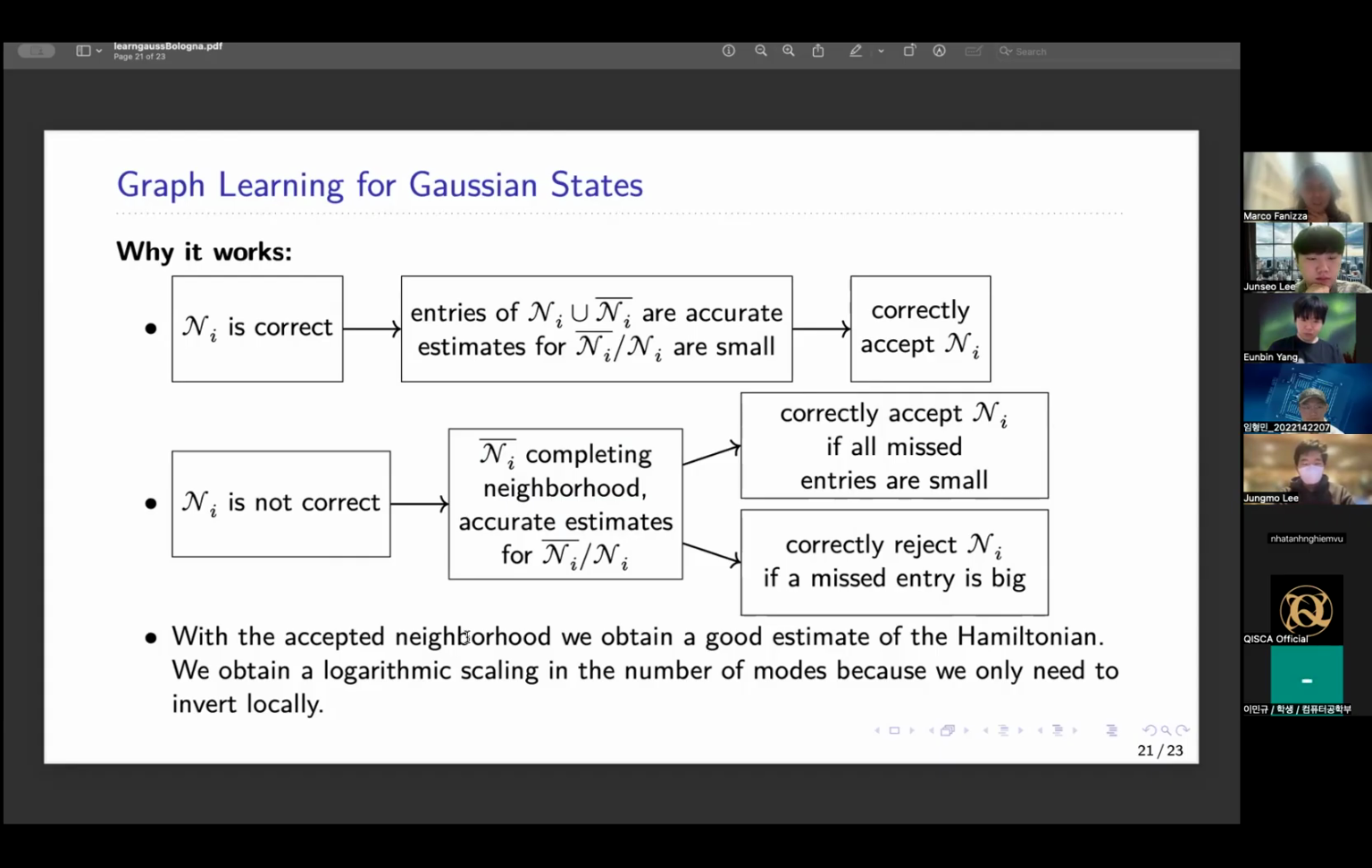And so with the accepted neighborhood, we obtain a good estimate of the Hamiltonian, and this also allows us to find a good graph to select the correct edges. And this with a logarithmic scaling in the number of modes, because we only need to invert locally at each step.